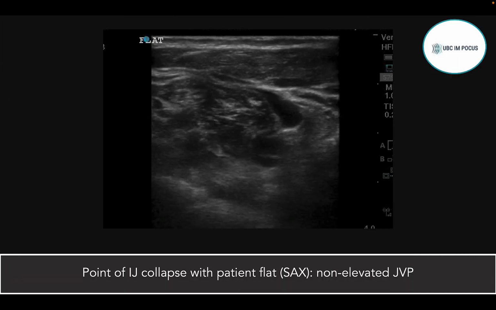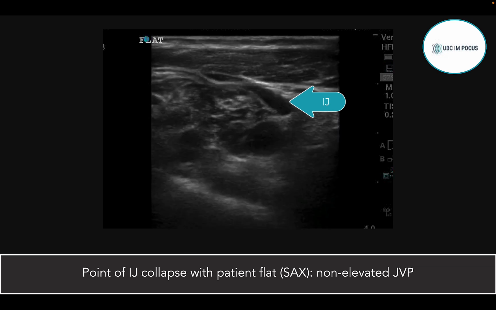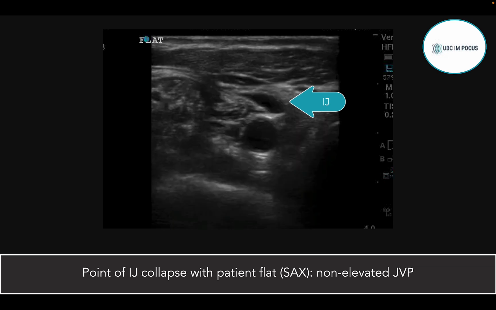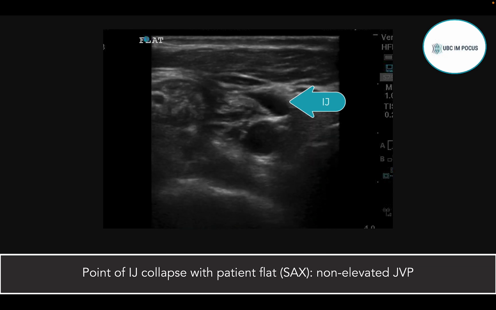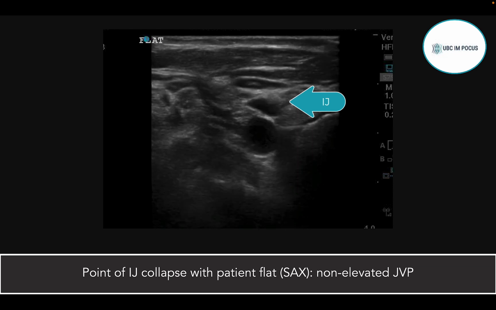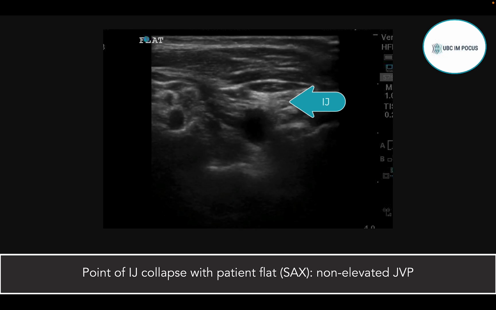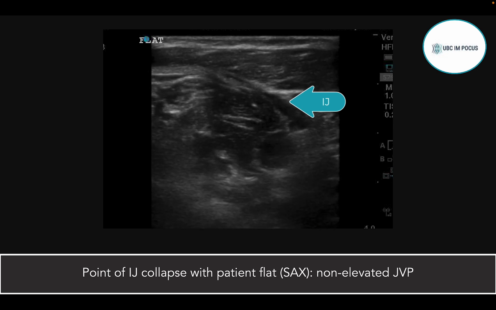Today we're going to go through some slides of pathology to give you an example of what to expect when you're scanning the internal jugular veins, the JVP, and the IVC in your patients. This first slide is an example of a collapsible IJ, so a non-elevated JVP. Note that the patient is lying flat, because it really matters how the patient is positioned when you're scanning the IJ. This would be an example of the point of IJ collapse you would identify with your ultrasound.